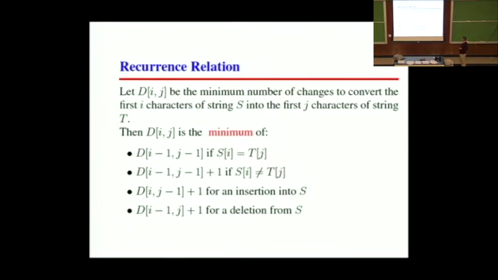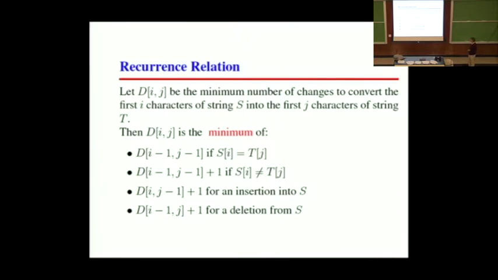Or one more than the cost of editing the prefix to the prefix if the characters are different. Or if I decide to do an insertion at the end of S, then that insertion I'm doing is supposed to match the last character of T, right? So once I've taken care of that, the cost of this is 1 for doing the insertion and the cost of editing the first i characters of S into the first j minus 1 characters of T.